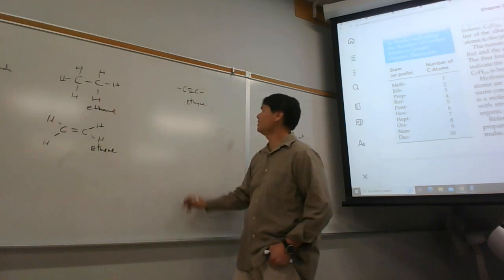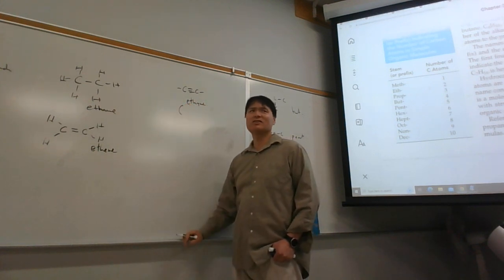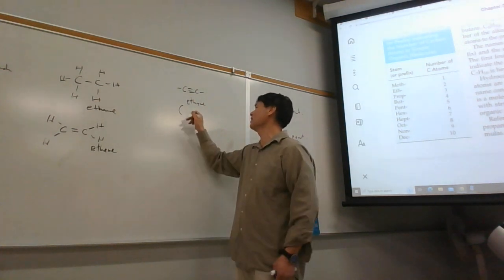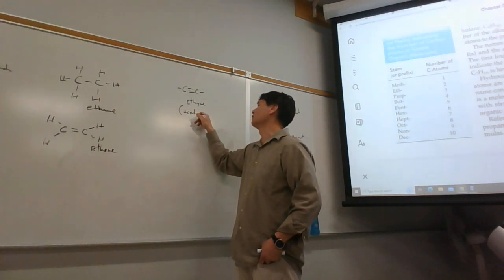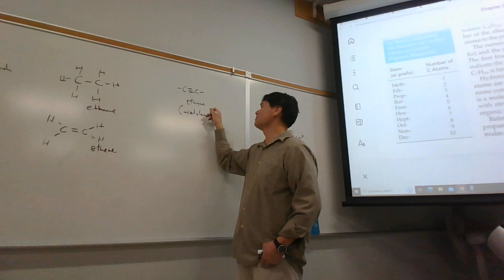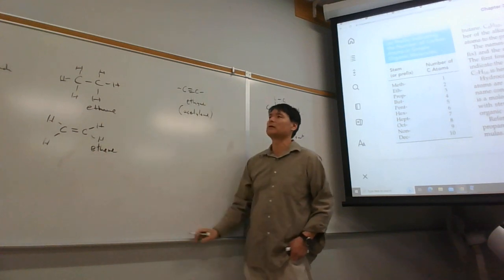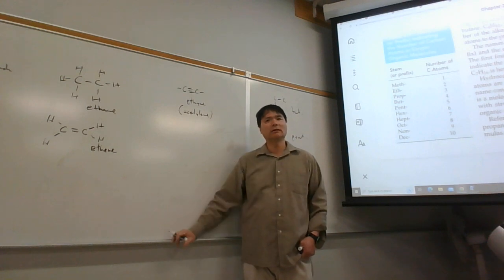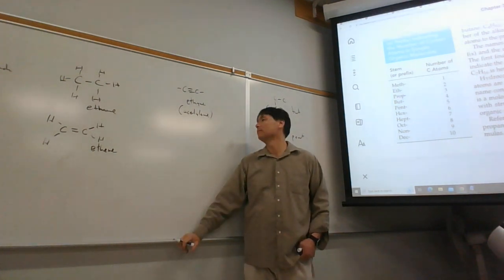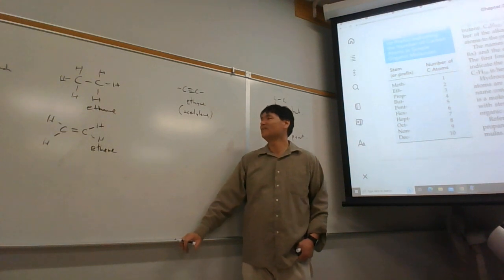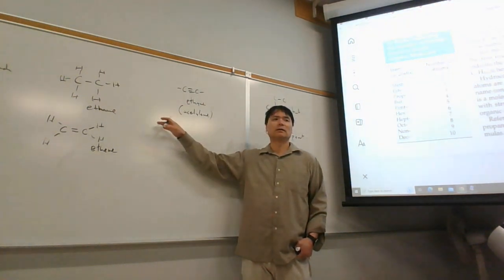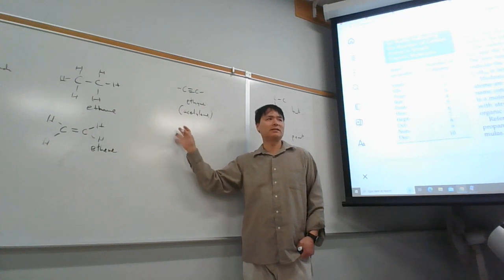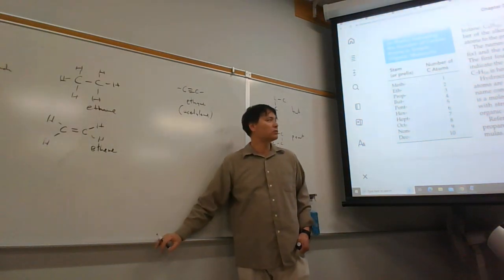Ethyne goes by a different name. The common name for ethyne is acetylene, and it's very popular with welders. They have acetylene oxygen torches that they use for welding metals. Oxyacetylene torches. And then we have propane, butane, pentane. We just fill in the rest with hydrogens.